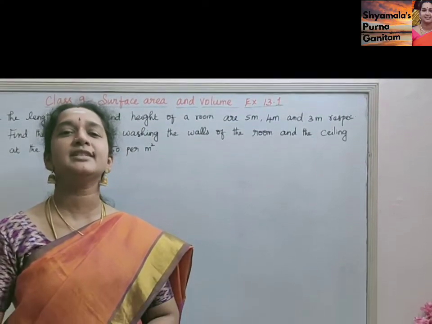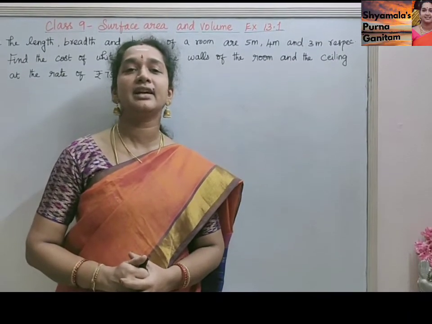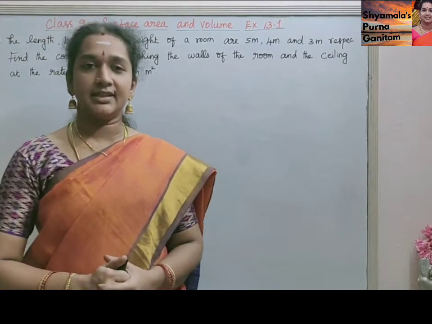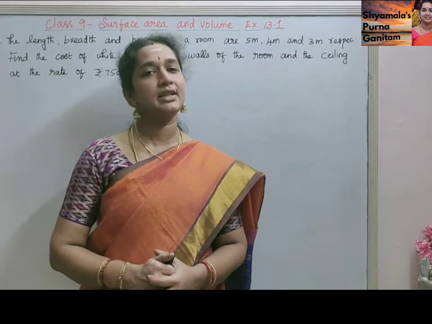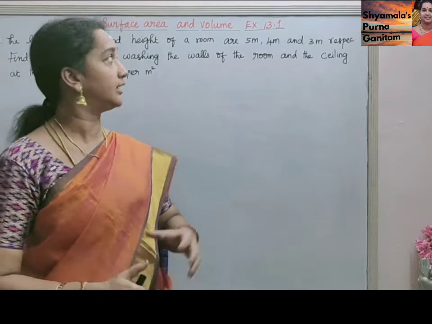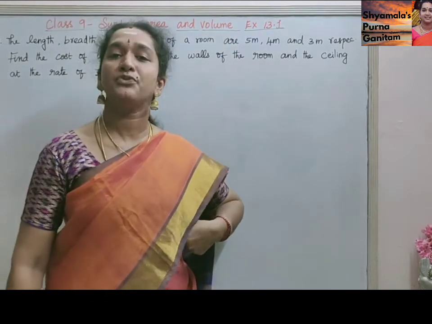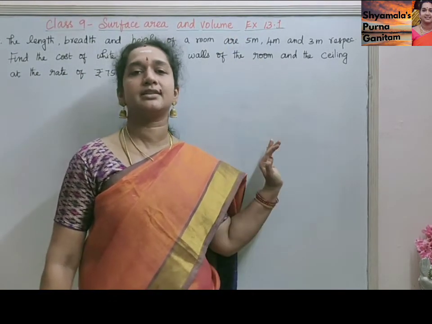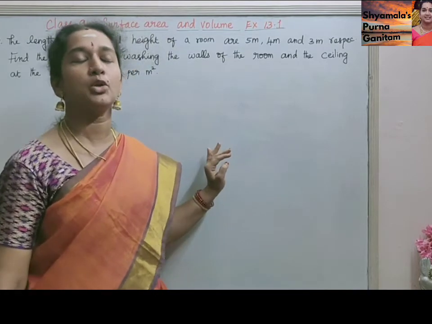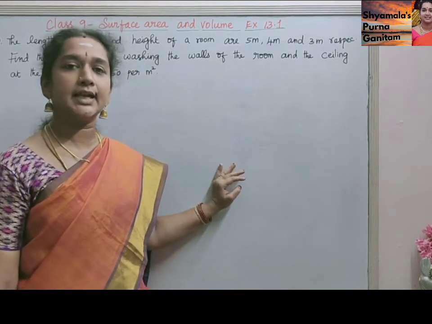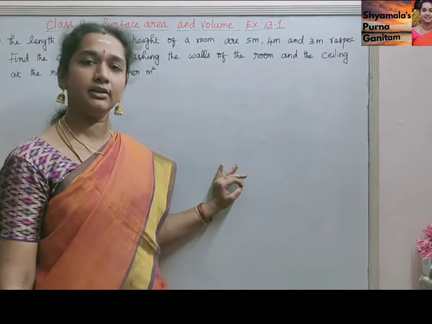Good morning students. In this class I will be doing the class 9 CBSE syllabus, 13th chapter, surface area and volume. So 13.1, the first sum, I have already completed. This exercise is based on the formula for total surface area and surface area of a cube and cuboid.